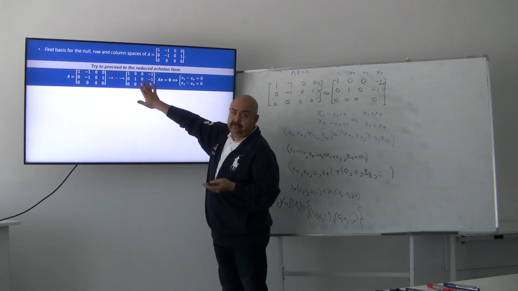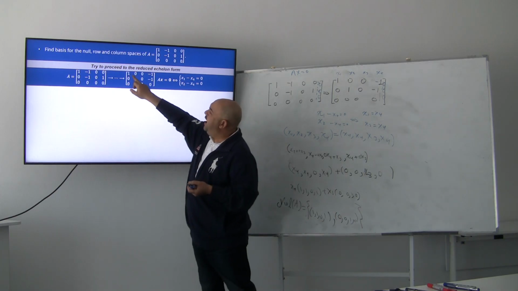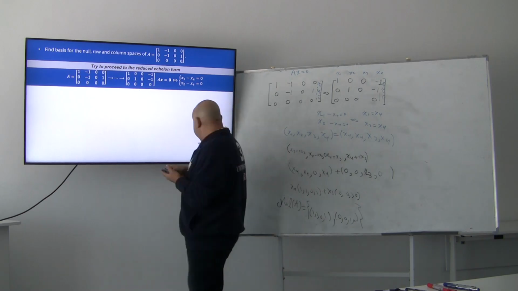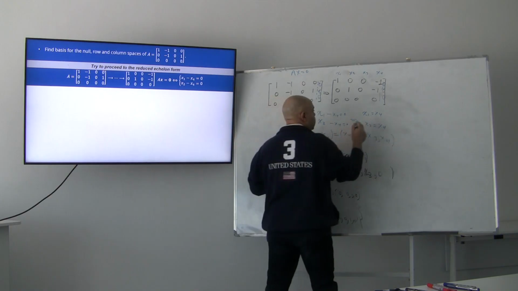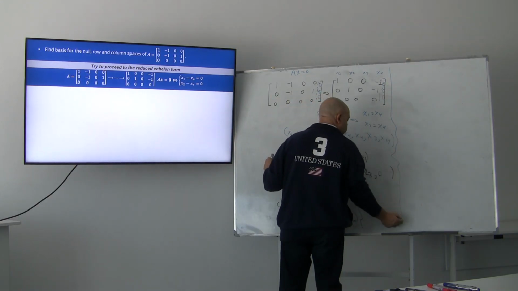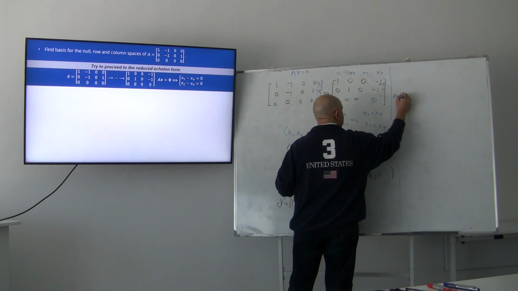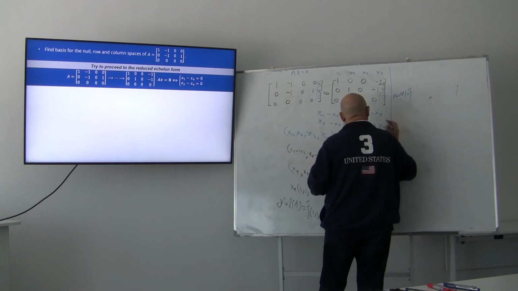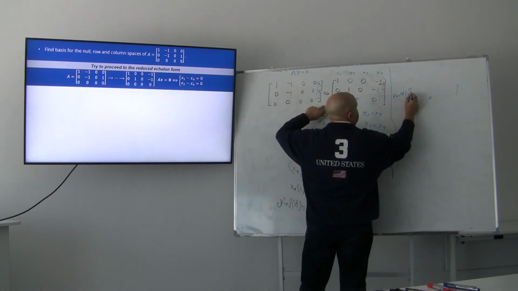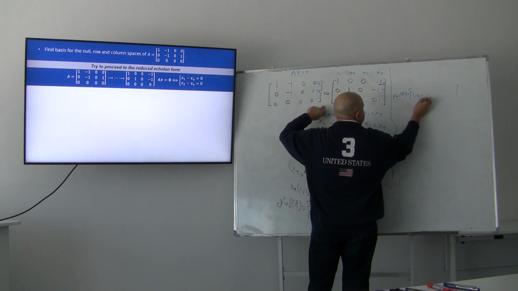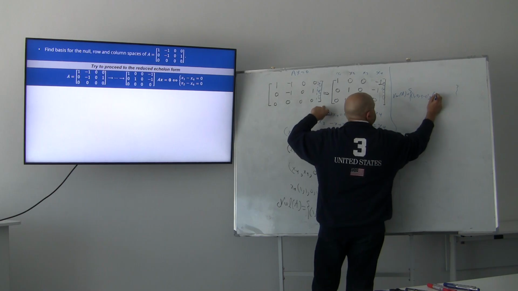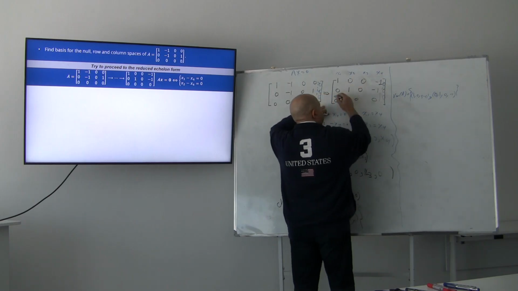From the reduced echelon form, you will find that you already have the vector of the first row and the vector of the second row. So I'm going to write here, you need me to get the row space. This is the row space of A, which I simply get from the reduced echelon form: 1, 0, 0, and -1 for the first row, and 0, 1, 0, and -1 for the second row.